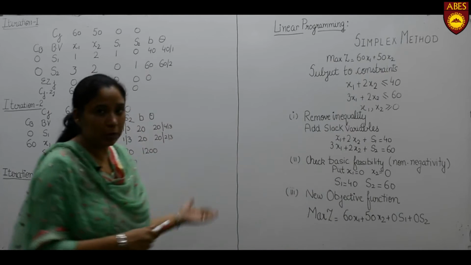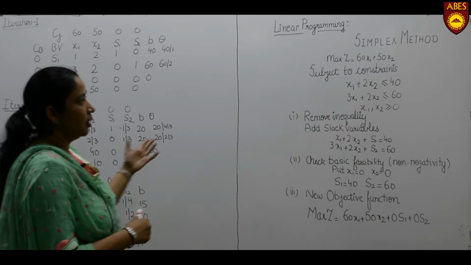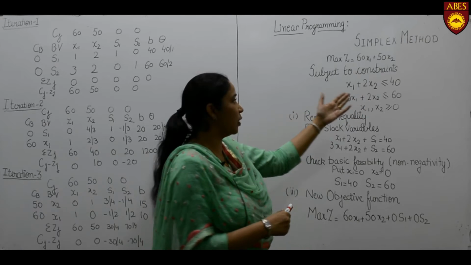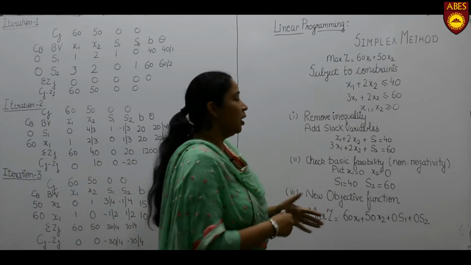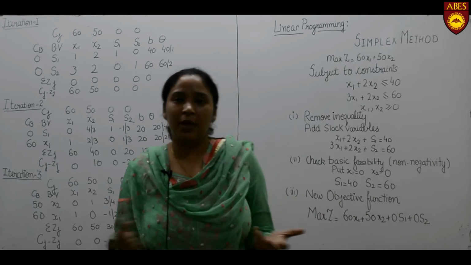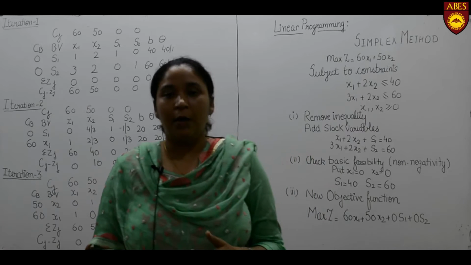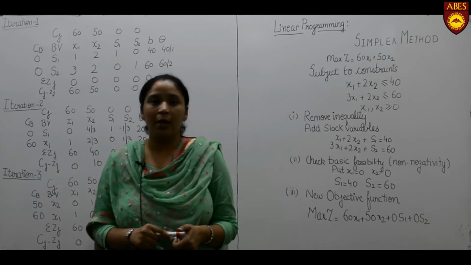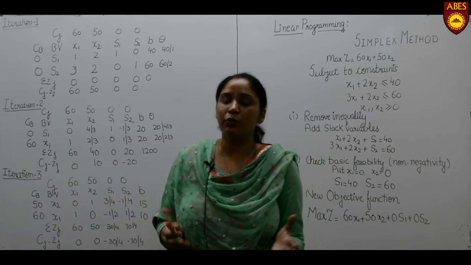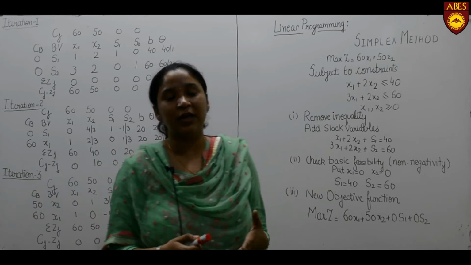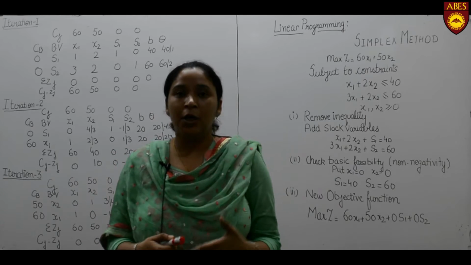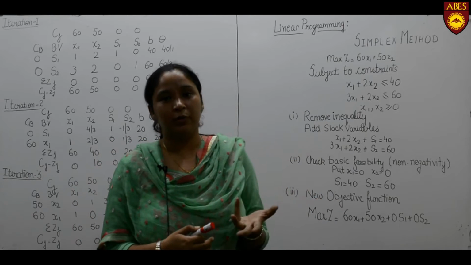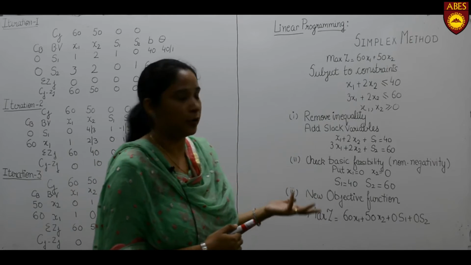Now I have a problem over here which is: maximize z is equal to 60x1 plus 50x2, where x1 and x2 can be any variable. It is basically a maximization problem. A maximization problem is used for increasing the production as well as the profit of the company. So this problem may be concerned with either of the two which I have explained before.